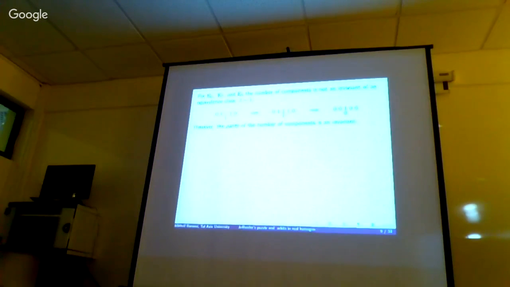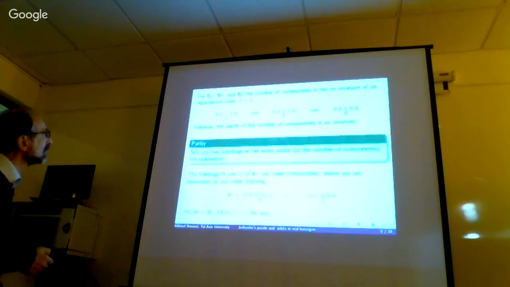Now, however, the parity of the number of components is invariant. That's clear because we change 3 to 1 when we merge them. 3 changes to 1, so the parity does not change. A labeling with an even number of components is not equivalent to a labeling with an odd number of components. So this is clear. Okay, I continue.